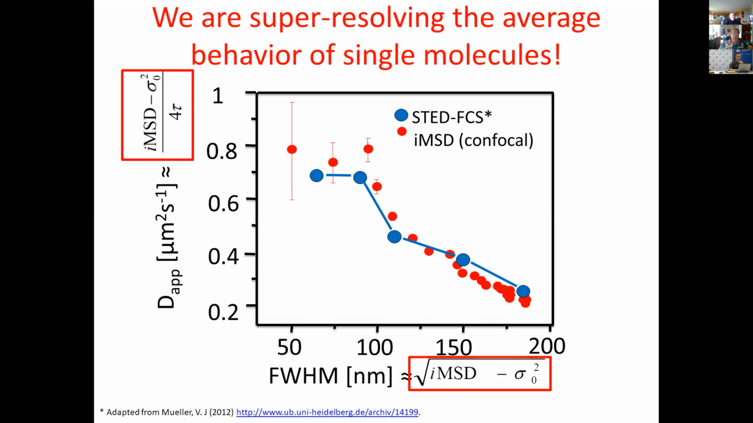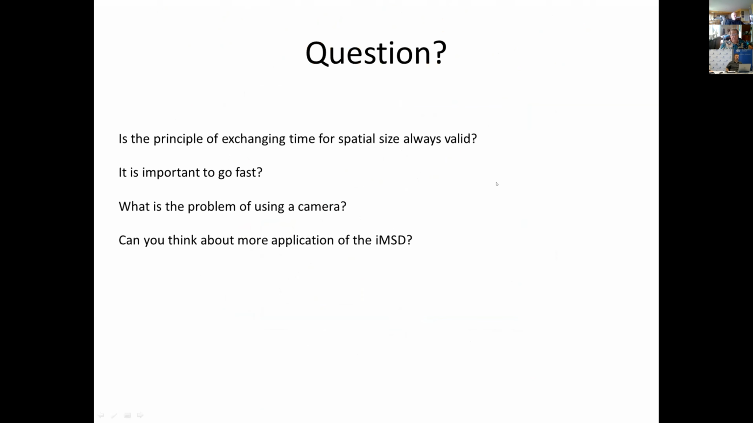I think this is a comparison with a technique that has steady FCS, in which we can go slower and to smaller and smaller volumes, and this is by iMSD, so more or less the points are very similar one to the other. I have a question if the public doesn't have any question.